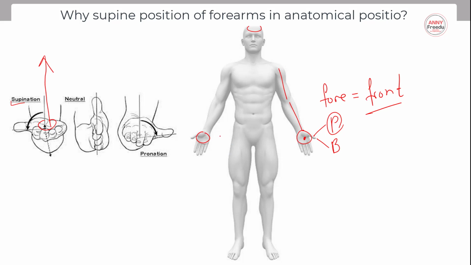If you change the position of your forearm and you place your palm downwards to the floor, so that your palm is facing downwards, we call that motion pronation, and we say that the forearm is pronated. And we also have a third position, we call that neutral position. You can take both of your arms and face both of your right and left palms to each other, and that will be your neutral position.